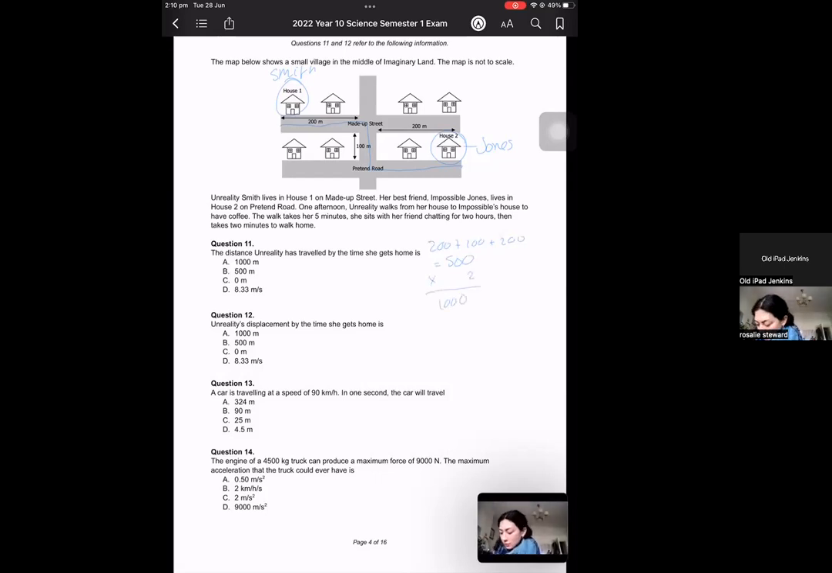So because she's just returning the journey, her displacement by the time she gets home, well, she's just getting home again, so it's 0 because she has made no total or gross distance.